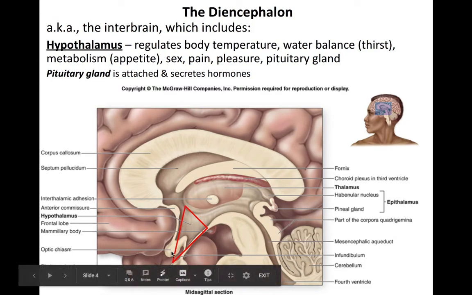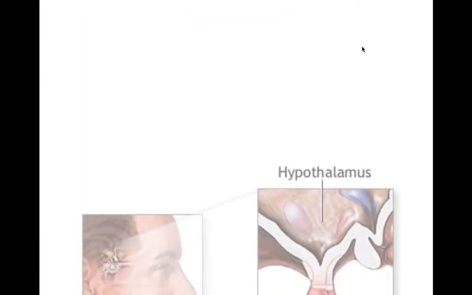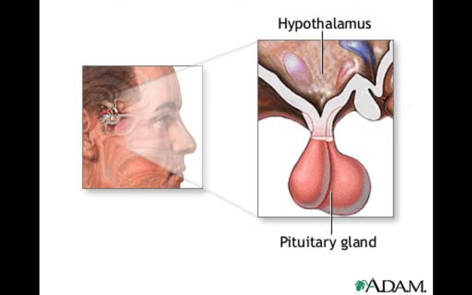And because the hypothalamus triggers the pituitary to release the hormones at the right time, the hypothalamus is actually what is going to control all of these functions. So that's the second region of the diencephalon. The third region, oh, there's the hypothalamus again.